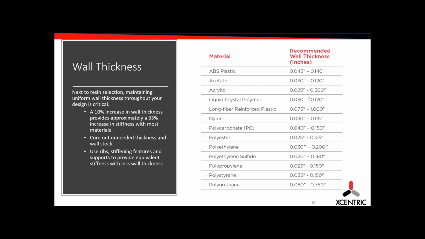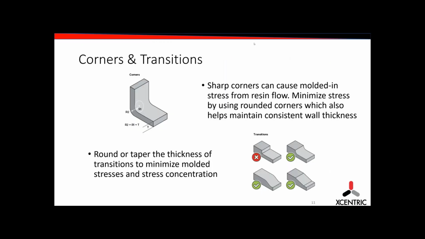And just one thing to pay attention to in this table here on the right: each material has its own recommended wall thickness. So the key thing when you're starting to design a part is to try to nail down the material ahead of time, before you start designing your part, because it can affect the whole design if you switch from one polymer that has a recommended wall thickness on the high end to something that may be on the low end.